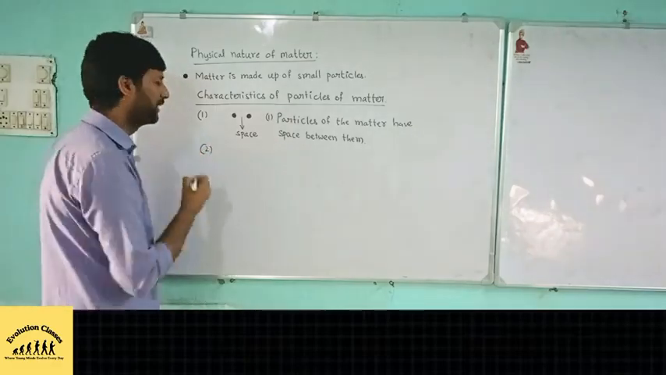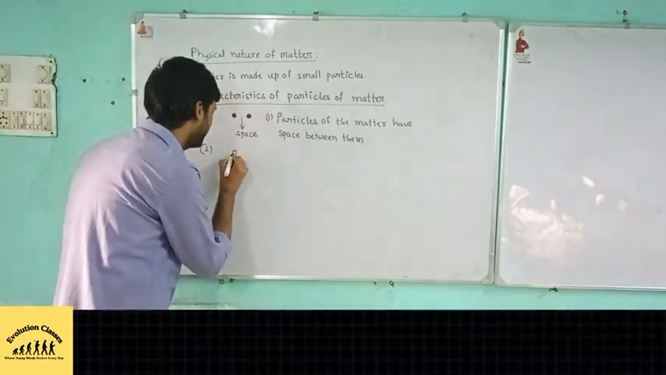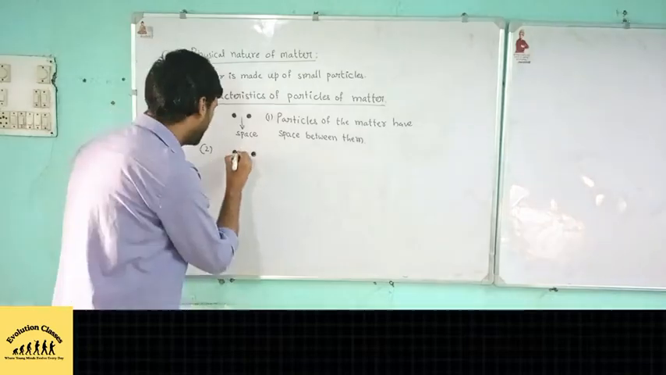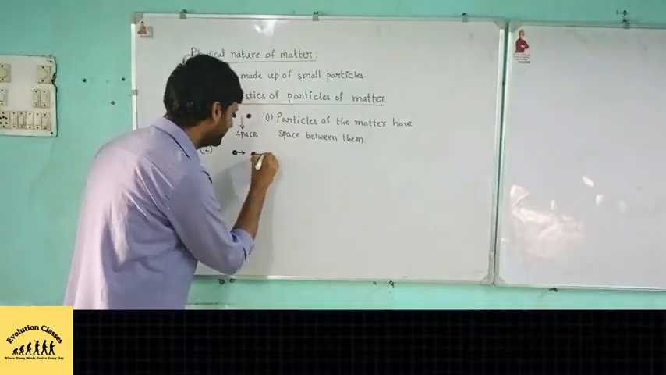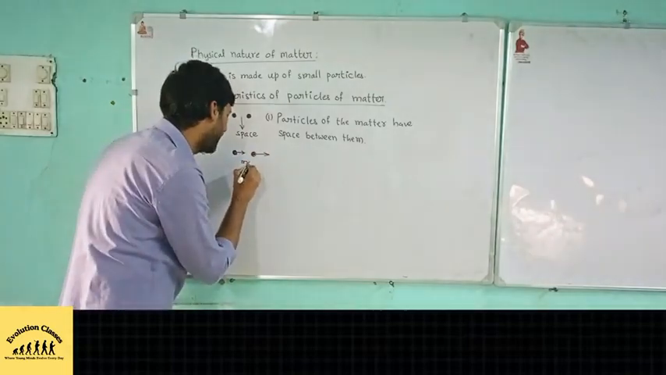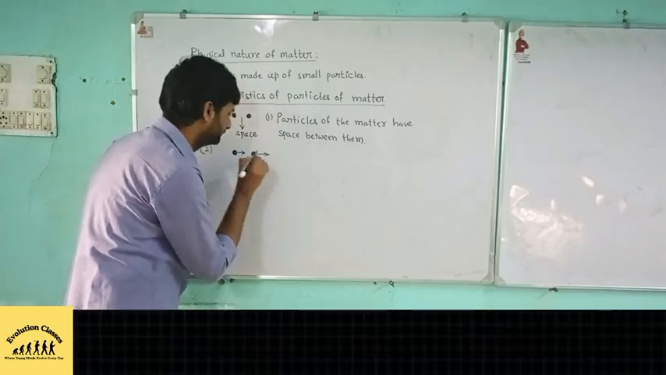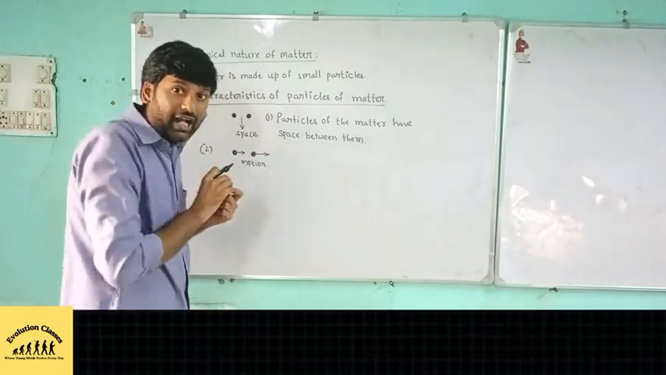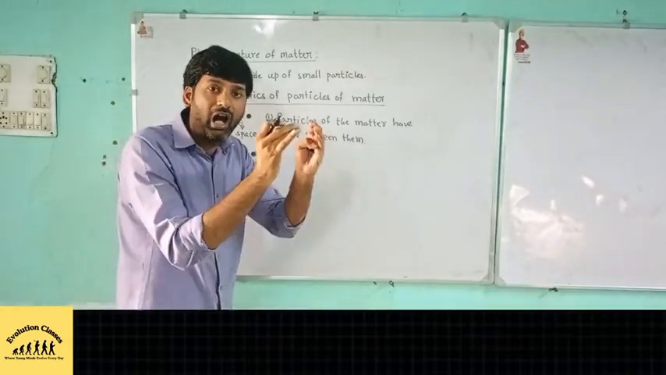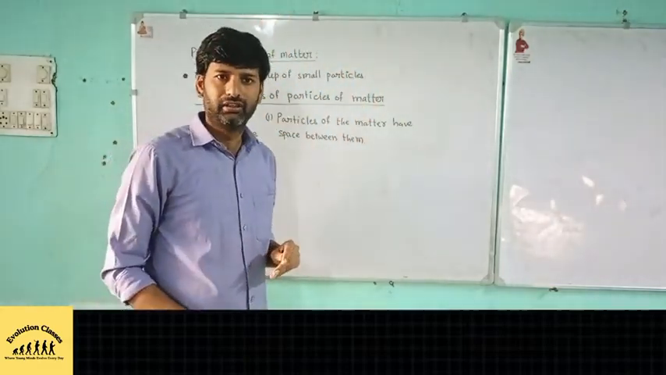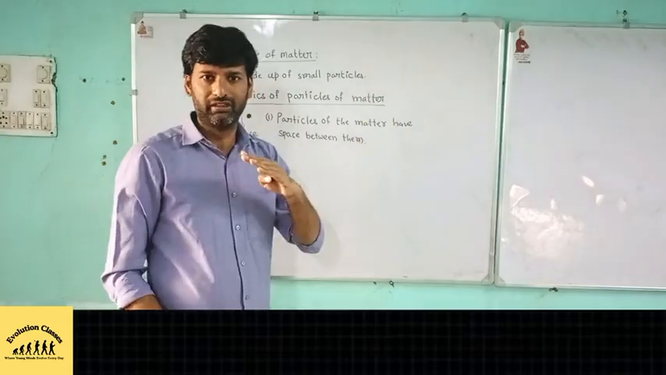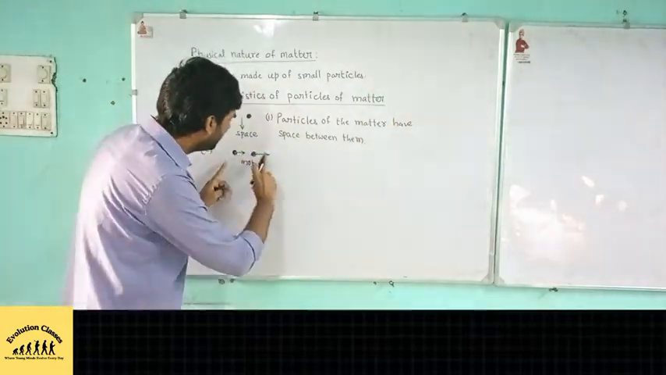The second one. I will take the same two particles here, and now look at these arrow marks I am drawing, which indicate movement. By this we can understand that the particles of matter are continuously moving. They are not stagnant, they are not static, they are continuously moving.